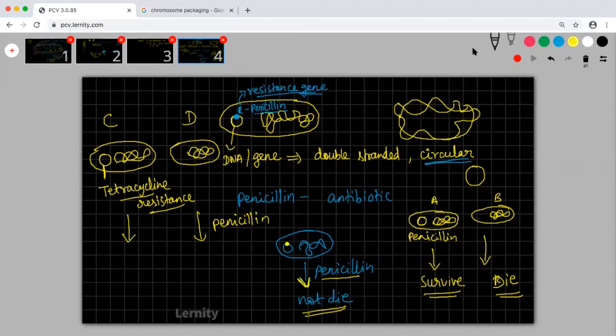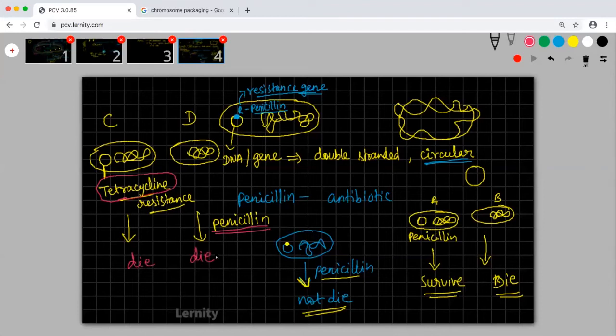Which bacteria will die here? Both will die. Why will both die? Because it is having resistance against only which element? It is having resistance only against tetracycline. It is not having resistance against penicillin. This is also not having, this is also not having. So both will die.